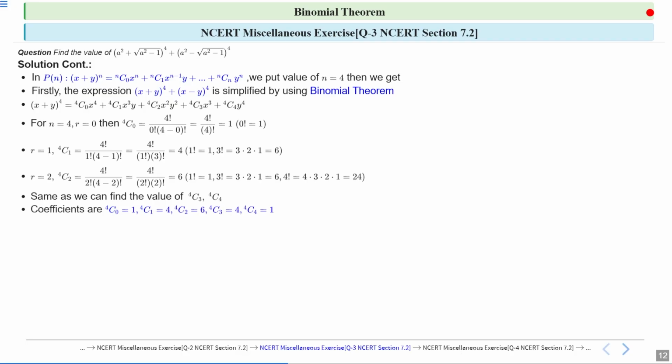So now let's summarize the coefficients we have found. 4c0 is 1, 4c1 is 4, 4c2 is 6, 4c3 is 4, and 4c4 is 1. Put these values in the expansion of (x plus y) whole to the power 4, then we get (x plus y) whole to the power 4 equal to x to the power 4 plus 4 times x cube times y plus 6 times x square into y square plus 4 times x into y cube plus y to the power 4.